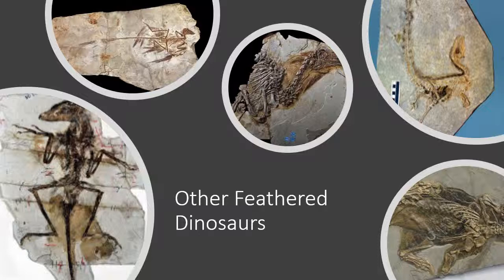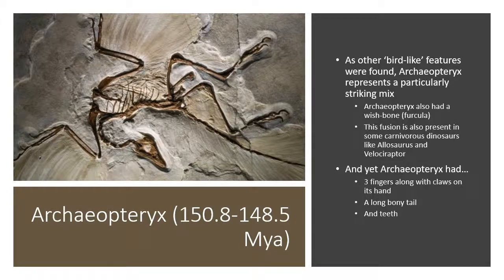Archaeopteryx certainly is not the only one, and so certainly dinosaurs had feathers, and they developed them at some point. Some particular important things about Archaeopteryx is that it had a wishbone. That type of fusion that it has with the furcula is also present in other carnivorous dinosaurs like Allosaurus and Velociraptor. But at the same time, how is it not like birds? Well, it still had 3 fingers along with claws on its hand, a long bony tail, and teeth, which modern birds markedly do not have.